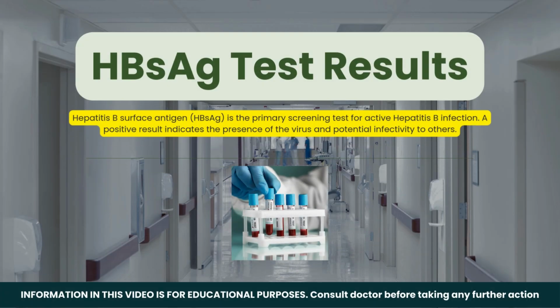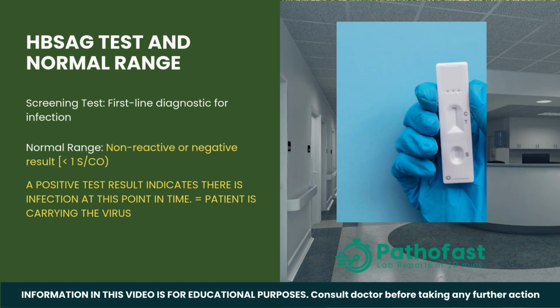Let's now look at the expected results or normal ranges of the HBsAg test. The hepatitis B surface antigen is a primary screening test for hepatitis B infections, and its positive results indicate the presence of the virus or potential infectivity to others. The normal range for the HBsAg should be negative, non-reactive, or less than 1 per SCO. A positive result indicates there is infection at this point, that is, the patient is currently carrying this virus.